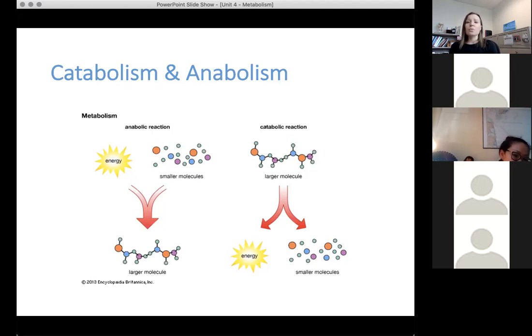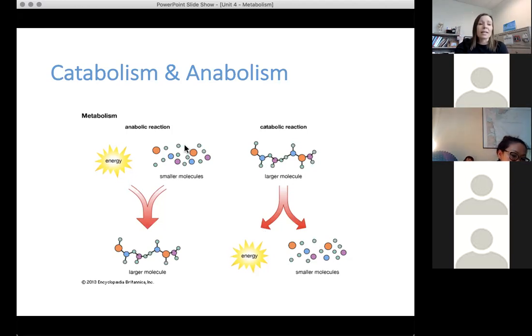There are two really big, general reaction types that are involved. You have the definitions for these already in your outline: catabolism and anabolism. Catabolism, you can see an example of this on the right side of the PowerPoint slide. We're taking a large molecule and breaking it apart into smaller molecules. A lot of times that will release energy when you do that.